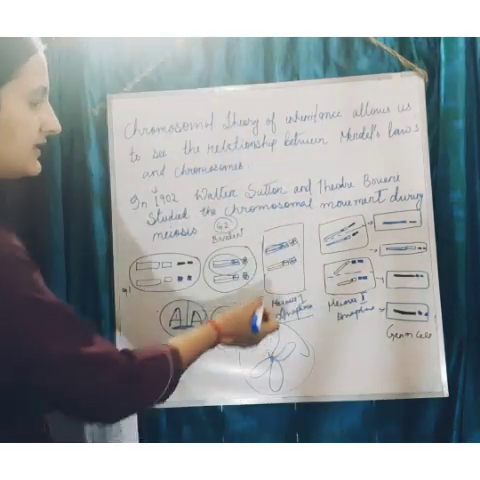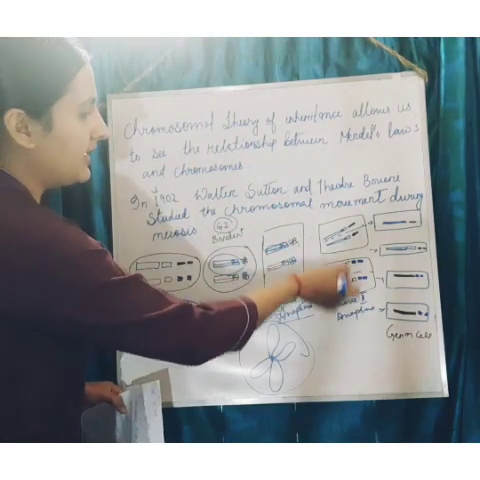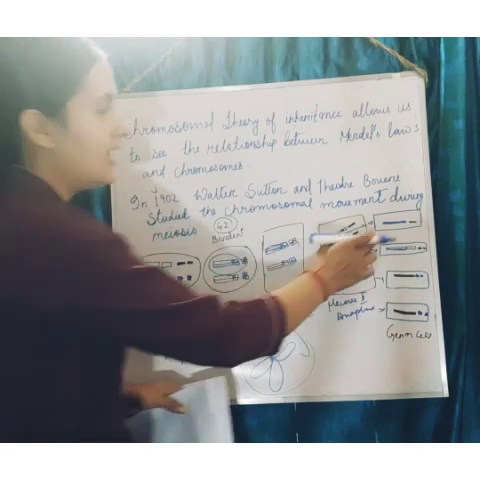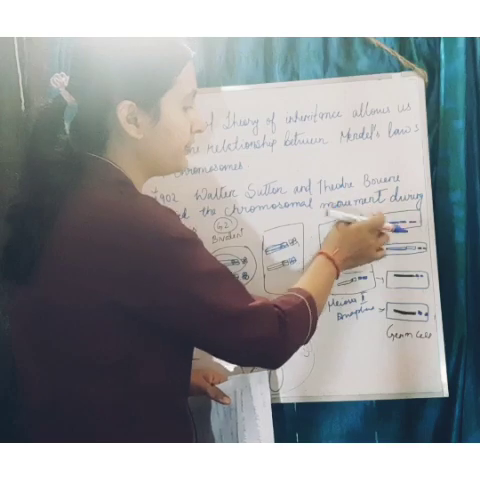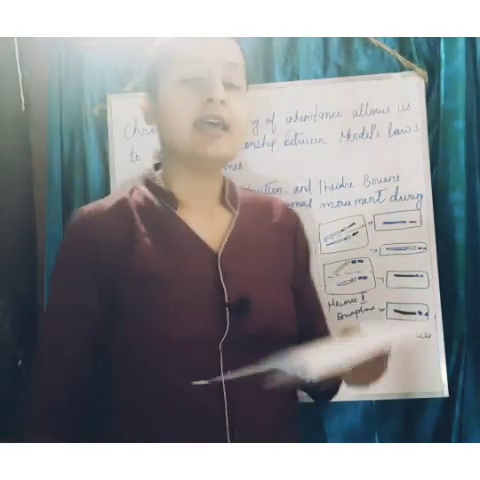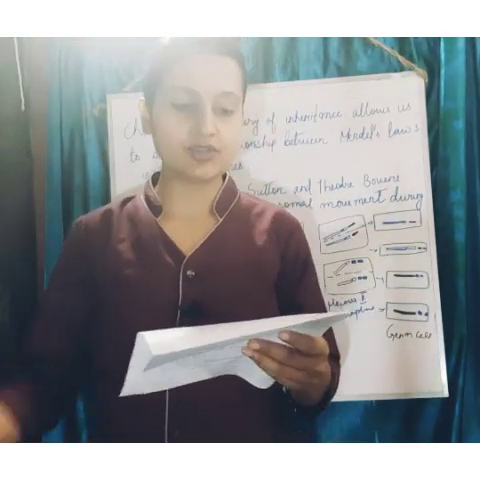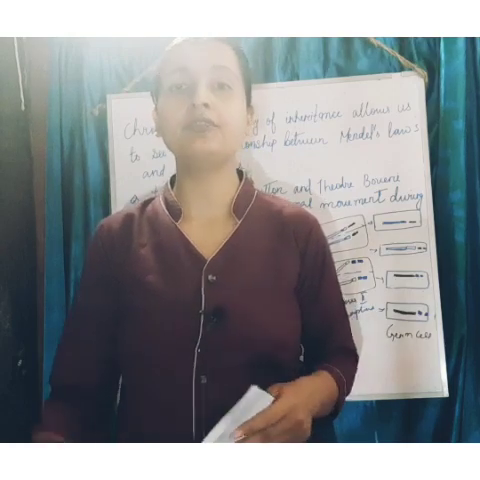Okay, here you can see this is homologous chromosome, right? And they are separating during meiosis. And they become haploid, correct? The diploid, then after division they become haploid, right? Then fertilization restores the diploid condition.